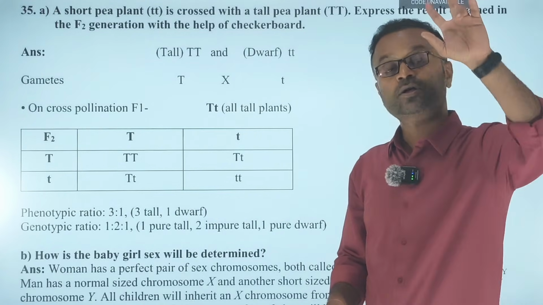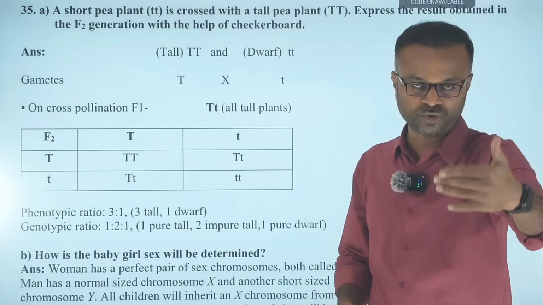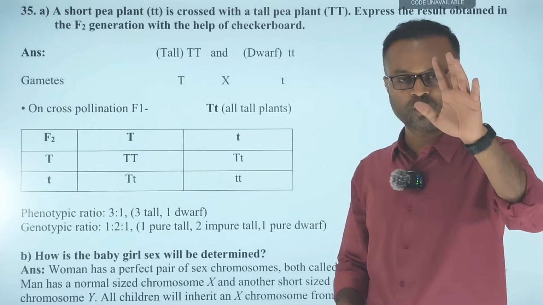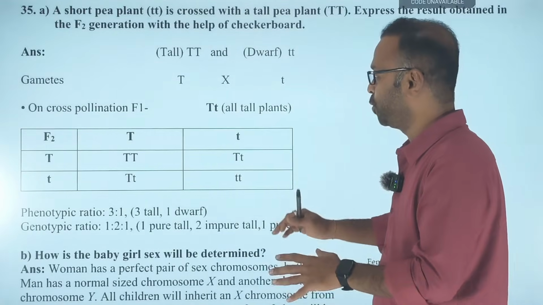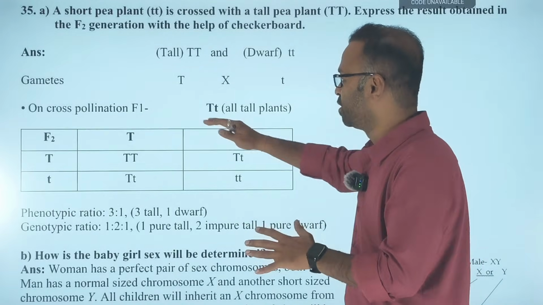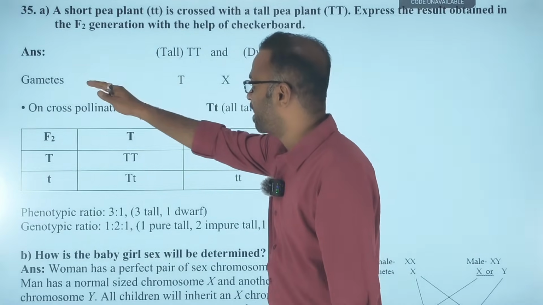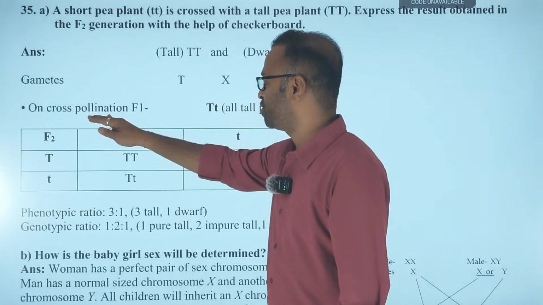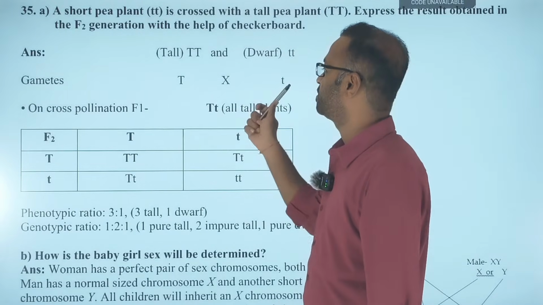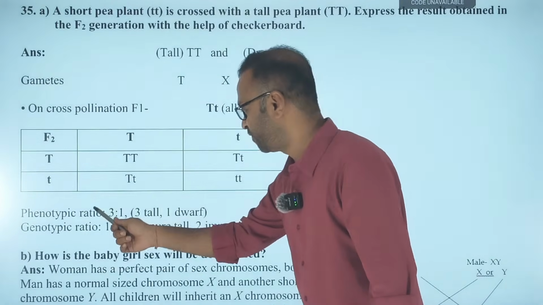If they are giving 2 pairs of contrasting character, that means you should do the dihybrid cross and you should work out only the phenotypic ratio for the F2 generation. Step by step you do. While doing, make sure that you write here parents, tall plant and dwarf plant, then the gametes, then cross pollination, then F1 generation, then selfing of F1 generation. Put the Punnett square, write the phenotypic ratio.